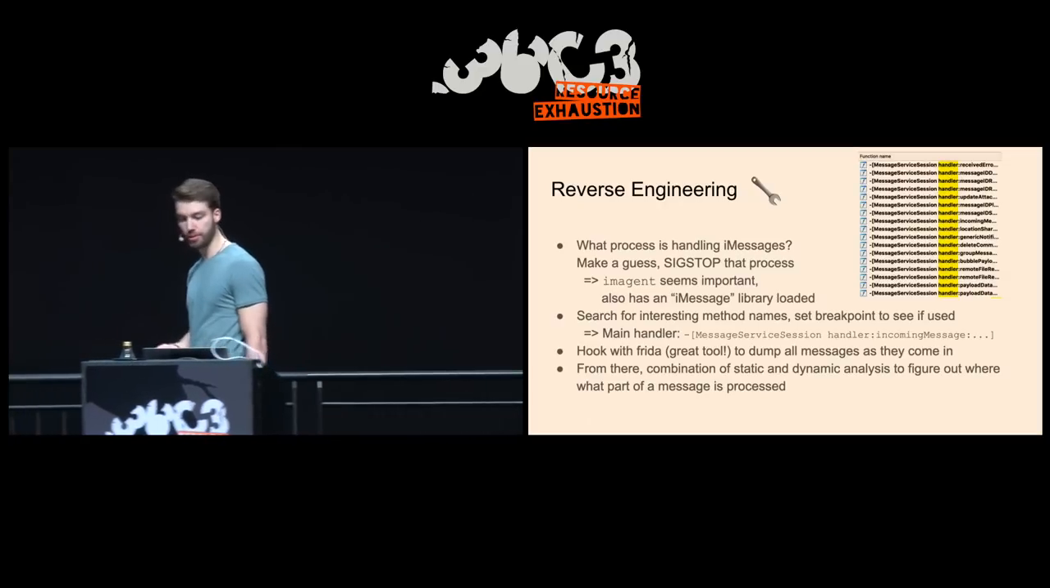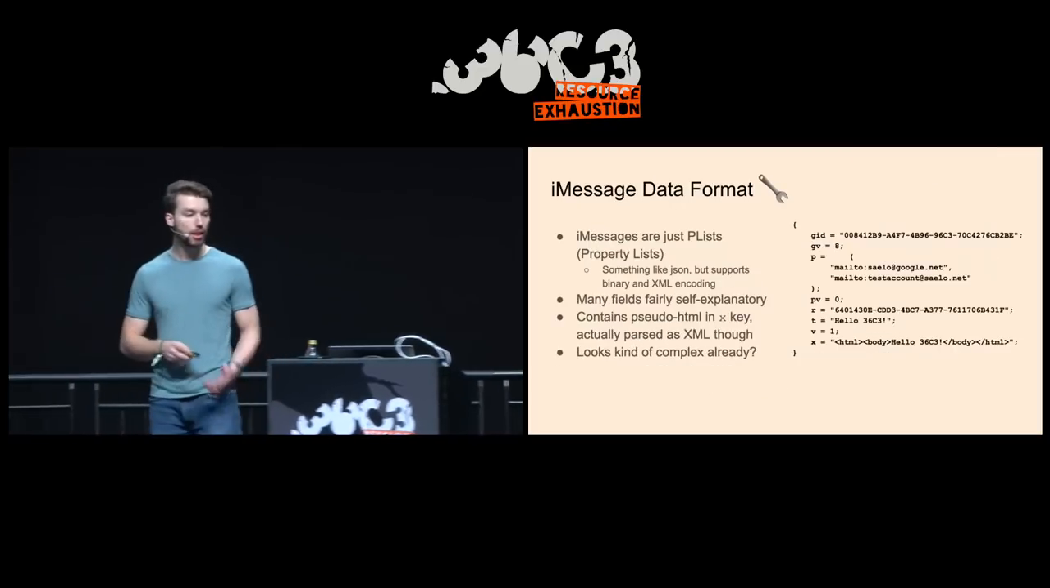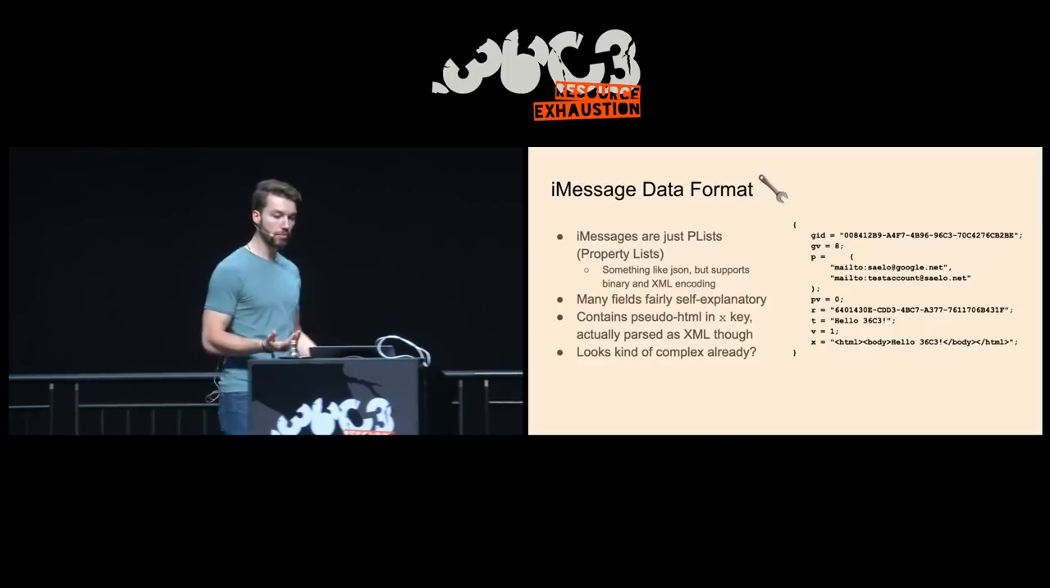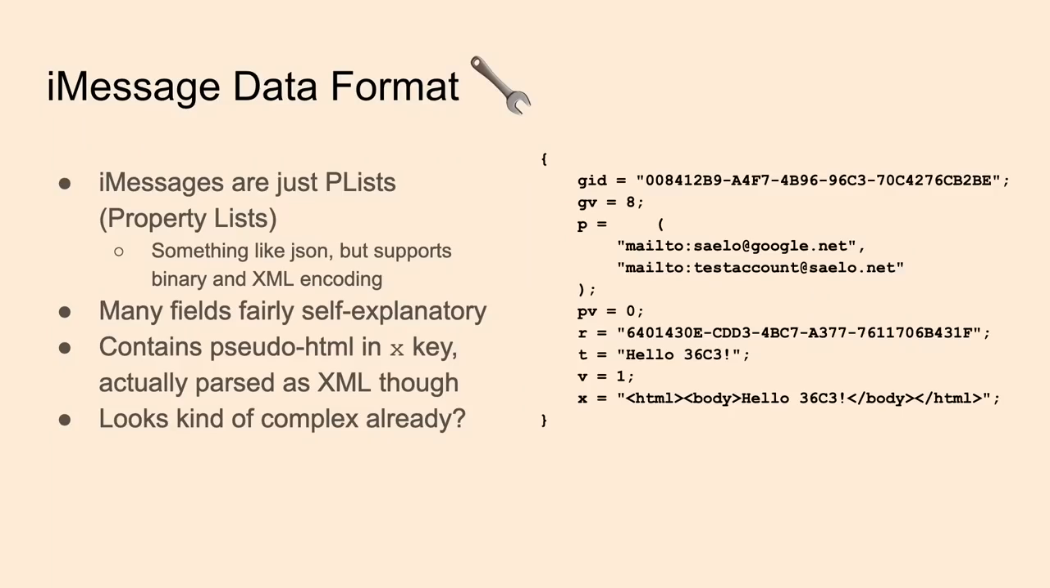Of course, from there, you want to figure out what these messages look like. So you can dump them when they come in at the handler. On the right side, you see what these iMessages look like more or less on the wire. They are encoded as a plist, which is an Apple proprietary format.